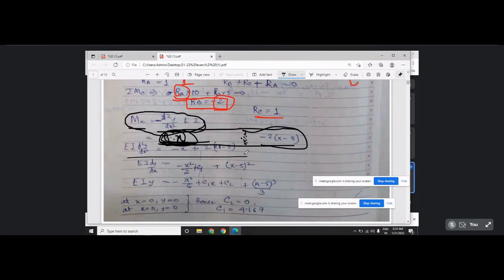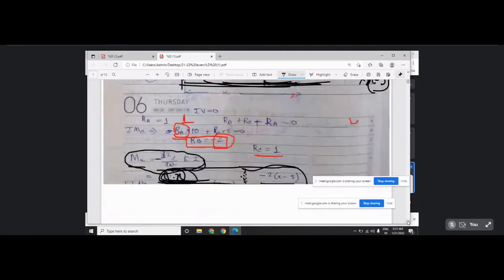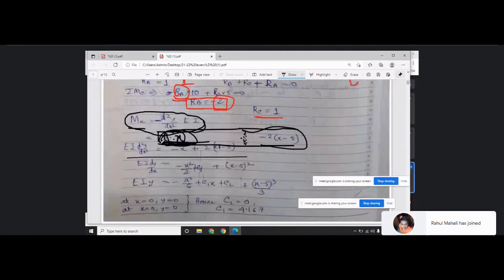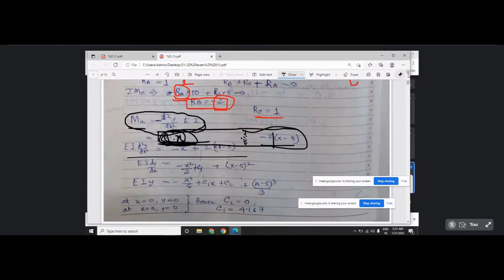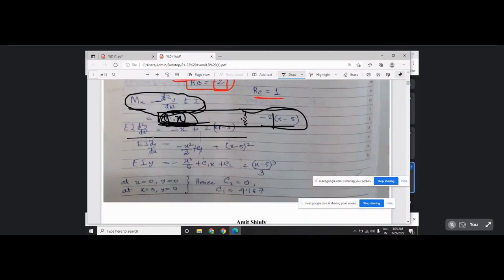Just for simplicity. But in case EI is not constant, what do you have to do? You have to do it a separate way. So in that case 1 by EI will be here, and here it will be 1 by 2 EI. Understand that if this is EI and this is 2 EI, then in that case this will be 1 by EI here, and it will be 1 by 2 EI. Now let us simplify it.